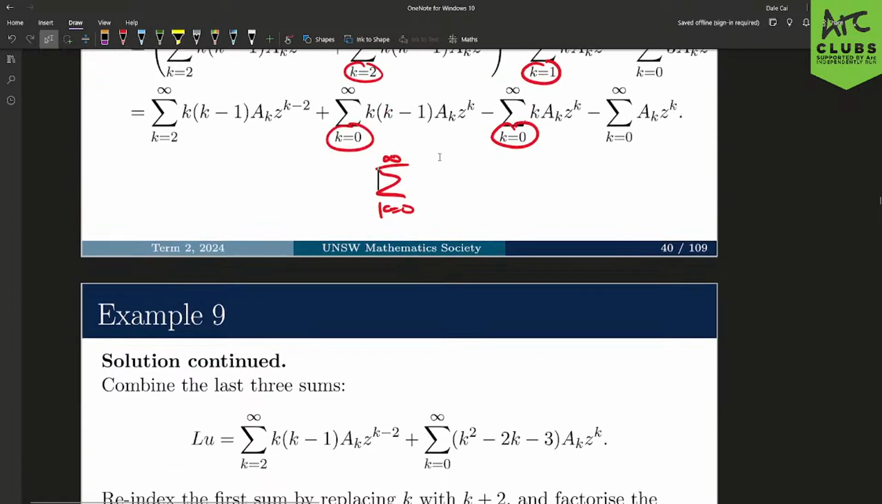So if I combine the last 3 sums, since they all start from 0 now, I get k minus 1. Okay, so this is the first sum, and then this is the combination of the last 3 sums, which is k squared minus k minus 3. There should have been a 3 there, that's my bad.